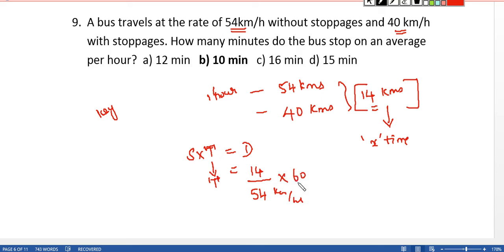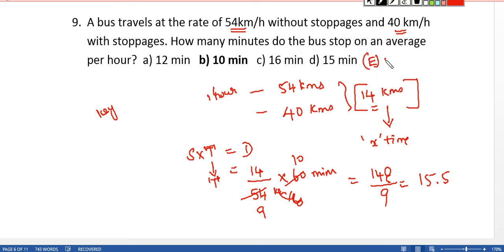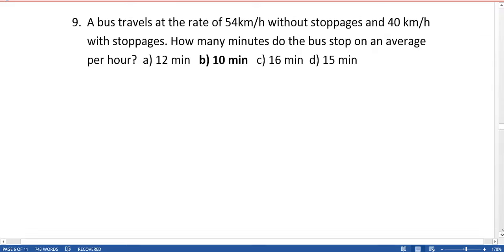So I'm going to multiply it by 60, so that we'll be getting our answer in minutes. So this is 10, this is 9, and this is 140 by 9, which is nothing but 15.555. So what is it? I think it is none of the above. None of the above. So that's our answer. Let's move on to the next question.